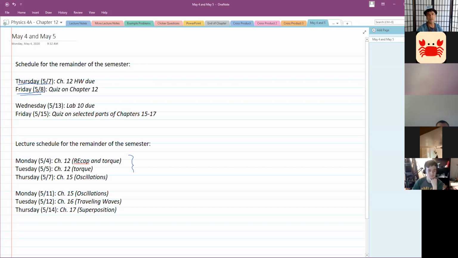It'll be just like the other quizzes. It'll probably be 5 or 10 multiple choice questions. And then next week, the only thing that's due is lab 10, on Wednesday. And again, you have 3 different possibilities for lab 10. You can either write a formal report, you can get on Zoom next Wednesday and do a 5 or 10 minute video presentation, or you could film your own video presentation and then email it to me.